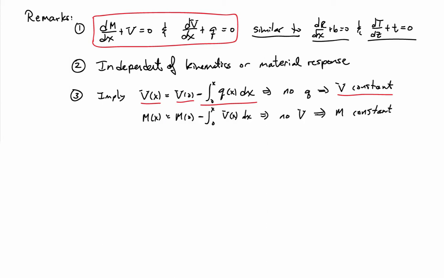We also have a similar observation for the moments. The moment at any location x is equal to the moment at some reference location minus the integral of the shear forces. So again, if there are no shear forces in the system, then the moment will have to be constant.